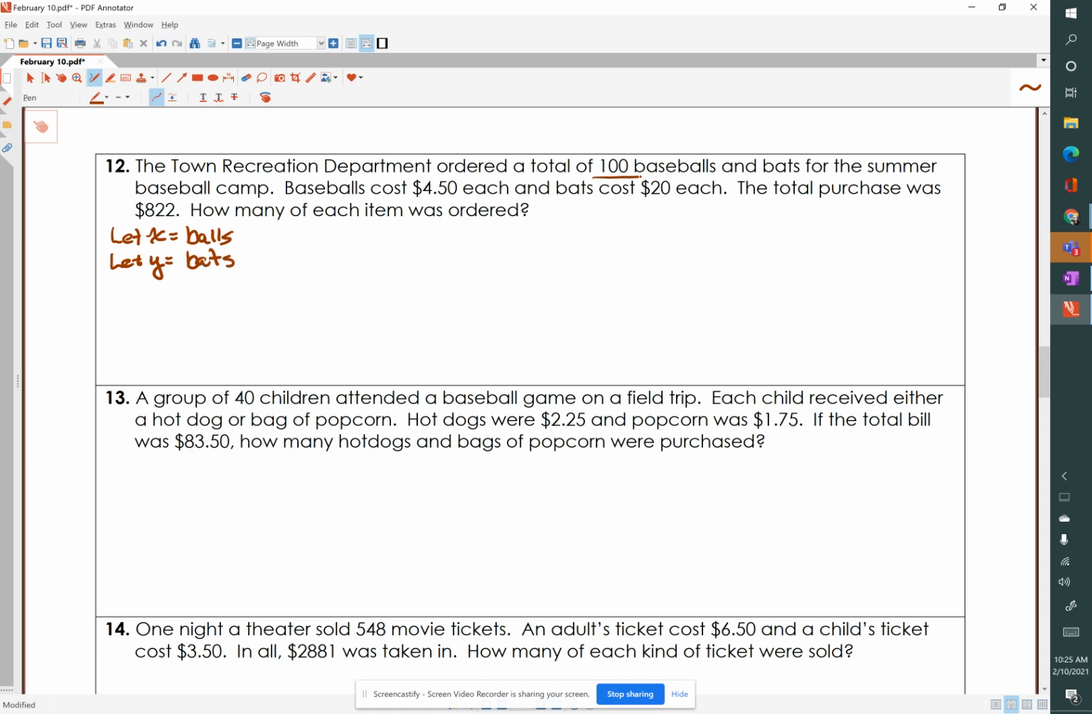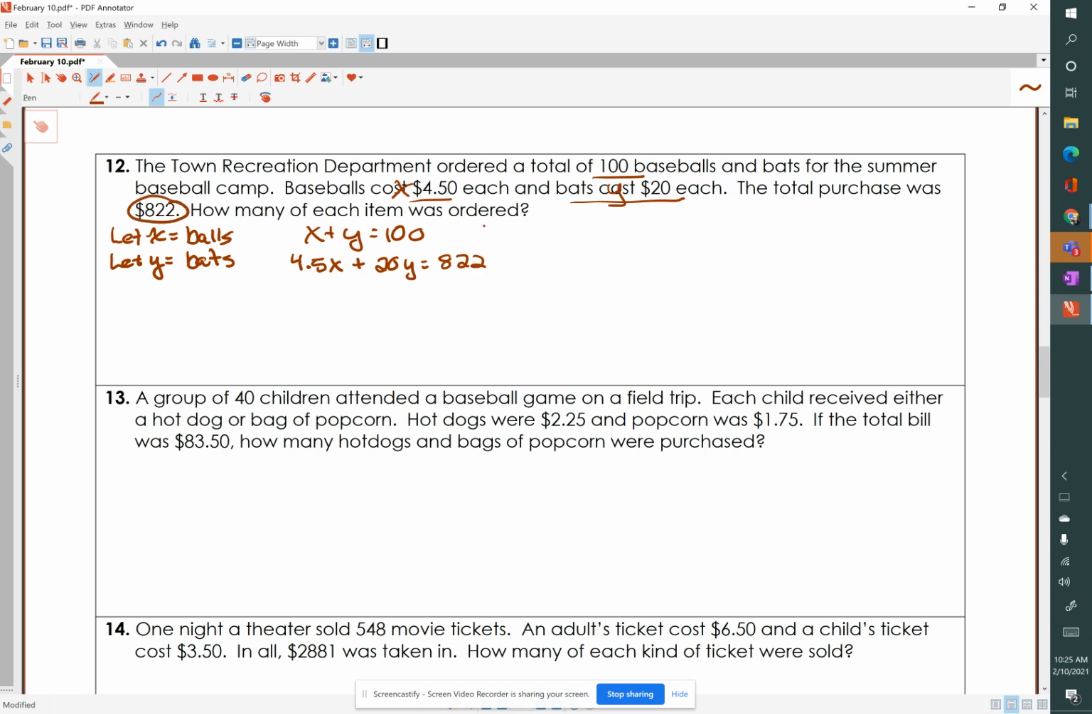So 100 total, that's our first equation. X plus Y equals 100. And then we know that the baseballs are $4.50 and the bats are $20. So baseballs are our X and bats are our Y. So we're going to have 4.5x, I'm going to make it an easier decimal to deal with, plus 20y equals $822, because that's the amount of money they spent.